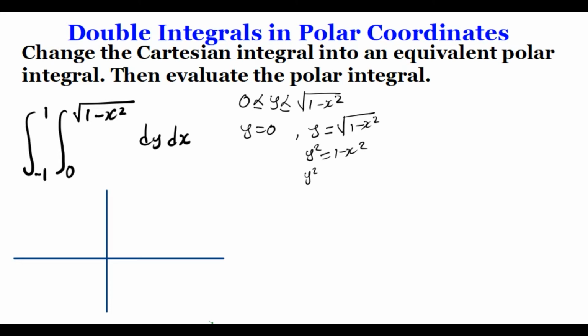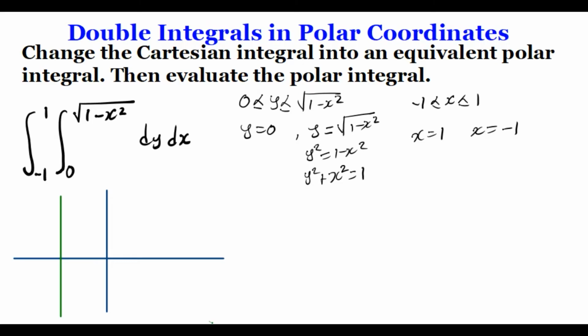That's going to be y squared plus x squared equals 1, which is simply a circle of radius 1. Then let's look at the limits for x, which is from minus 1 to 1. So meaning you have x equals 1, and you also have x equals negative 1. Okay, so let's go ahead and sketch this.